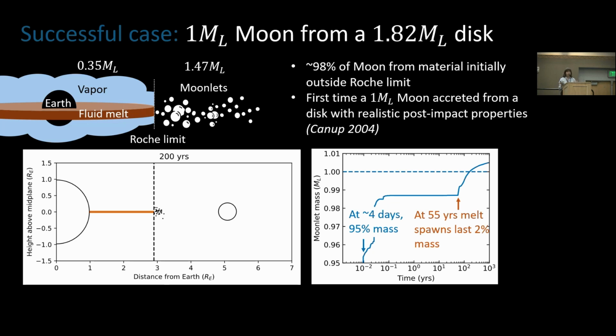What's the takeaway? 98% of this moon is from material initially outside the Roche limit, placed far out there after the giant impact. Very cool is that it's the first time a lunar mass moon has been accreted from a disk with realistic post-impact properties. It wasn't the only successful case. You need at least 1.4 lunar masses in your disk, and you need at least 60% of that to be in this outer moonlet field.